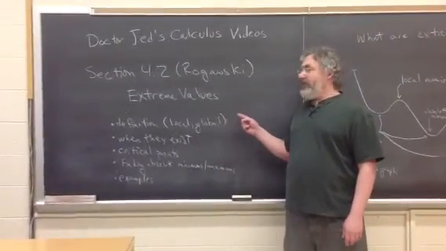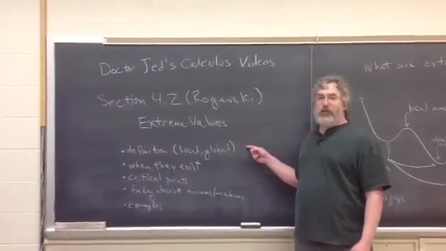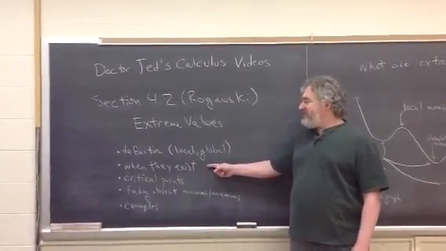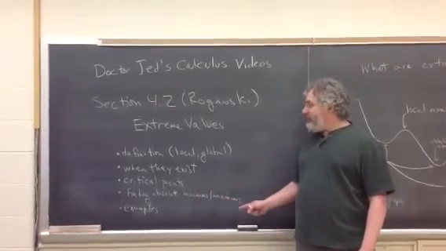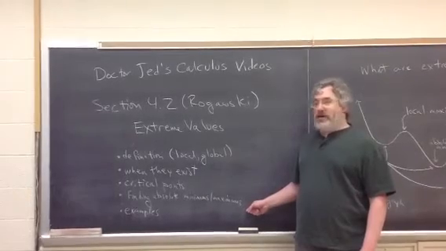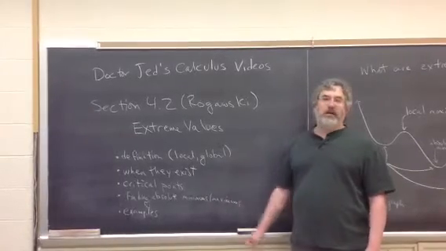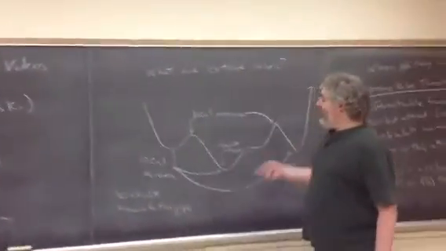First, we're going to talk about what a local or a global extreme value is, extreme being max or min. We're going to talk about where they exist, then we'll mention this critical value part, this critical point, and then how you use them to find an absolute min or an absolute max on a closed interval, and then do some examples. So first, what are they? What is an extreme value?